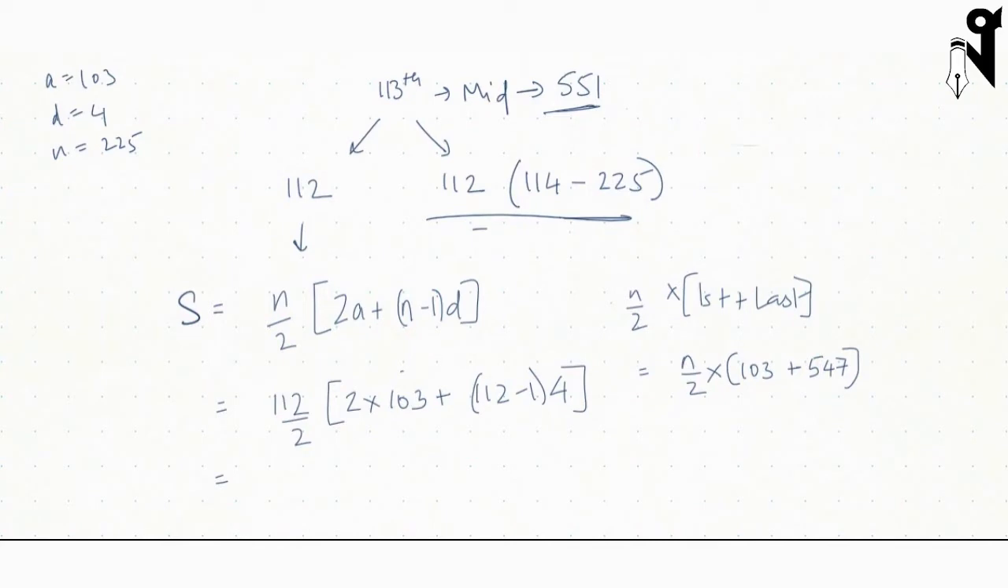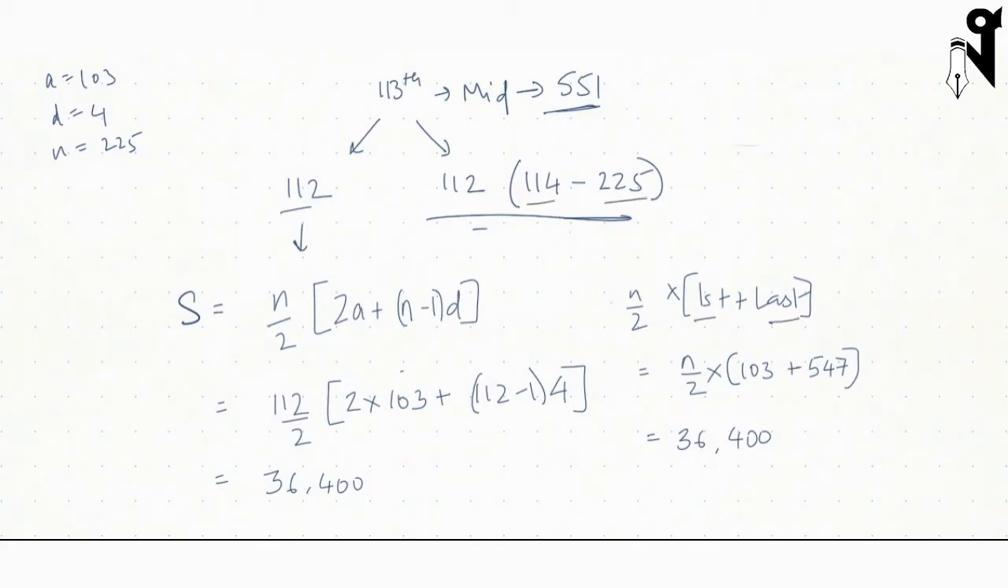And the final answer from both of these will be 36400. This will also give us 36400. Okay, I'm not solving this, you can do it on your own, basic math. All right. So we have the answer for the first 112. Similarly, you can find out the sum of the last 112 as well, the numbers going from 114 to 225. Over here, you just have to replace the first and last with the 114th term and the 225th term.